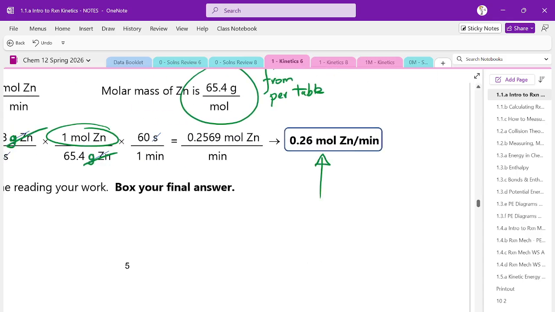All right, be kind to whoever is reading your work and box your final answer. I'm really going to encourage that. It makes your life much easier because when you get things back, you don't have me writing, where's your answer? It makes my life easier because I can just look at it. If you get the right answer, and maybe you did a little something wrong in your work, I might not even notice it.